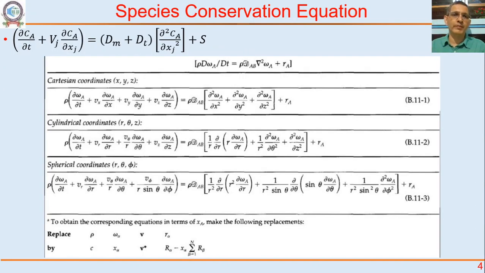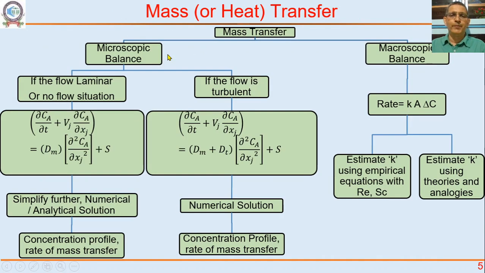So again, to remind you, these are the equations. This is our methodology. This lecture, what we are going to do is look at this second part. You had used empirical equations for solving problems. Just Sherwood number equal to something into Reynolds number, something into Schmidt number, and so on and so forth. In this class, we are going to look at how to estimate mass transfer coefficient using theories and analogies.